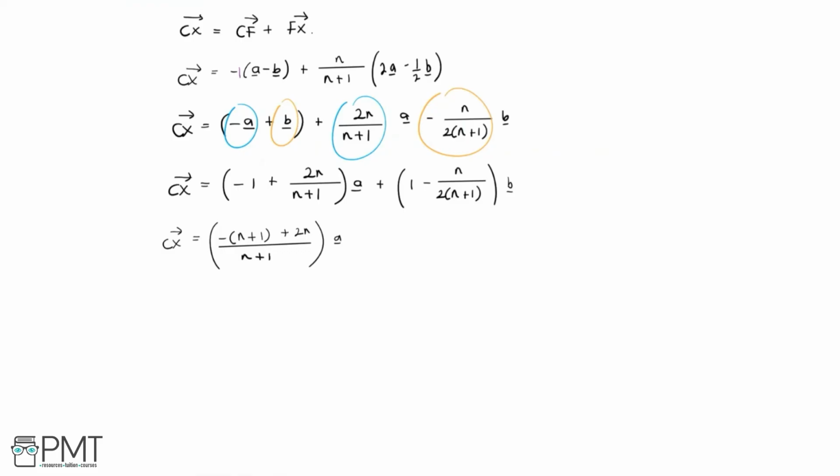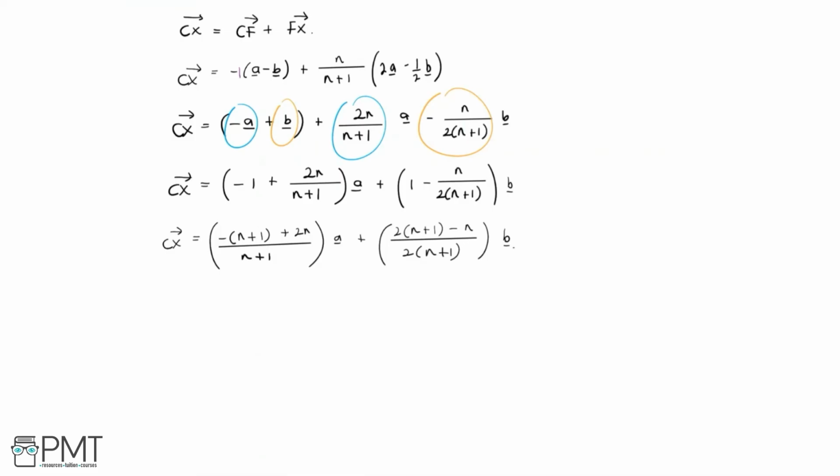Now let's do the same thing for the terms for b. We have 1 minus n over 2 lots of n plus 1. Now to make these have a common denominator, we need to express the number 1 so that it has a denominator of 2 brackets n plus 1. And so we can just say that 1 is equal to 2 brackets n plus 1 divided by 2 brackets n plus 1. And so we can write 1 minus n over 2 lots of n plus 1 as 2 lots of n plus 1 minus n all divided by 2 lots of n plus 1.